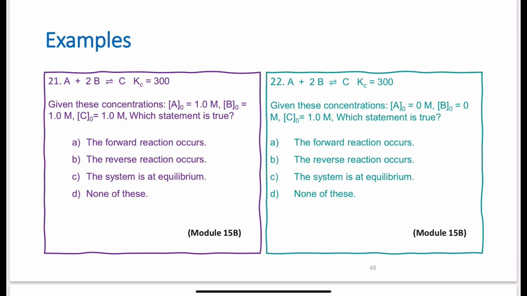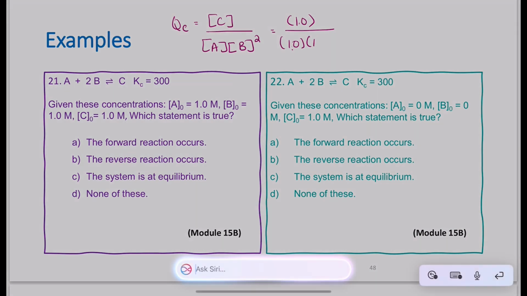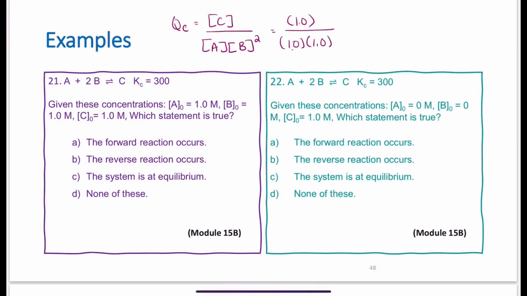21. Given these concentrations, which statement is true? I'm looking at Qc again. I know Qc is equal to the concentration of C over the concentration of A times B squared. My C is 1 molar, my A is 1 molar, and my B is 1 molar, and squared. I get a value of 1. Qc is definitely less than Kc, and the forward reaction occurs. I'm seeing a trend here. That trend is about to end.